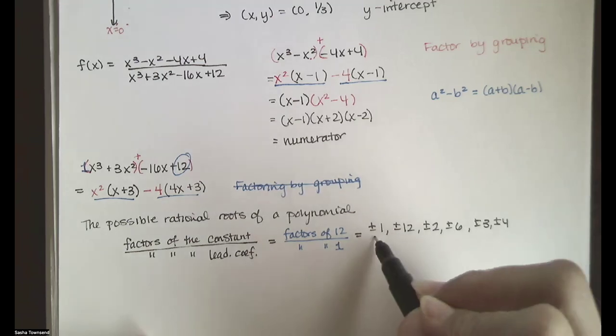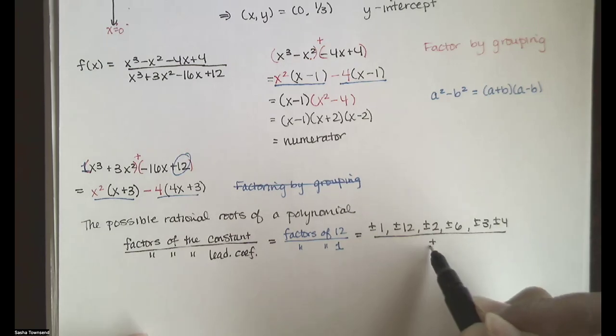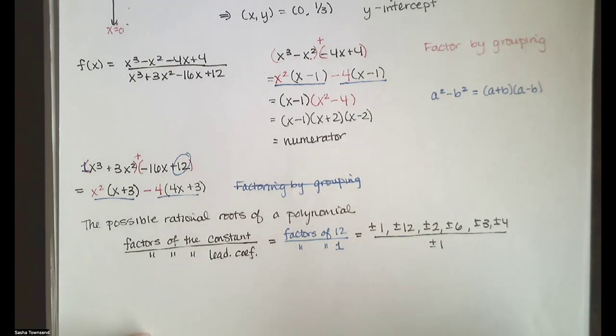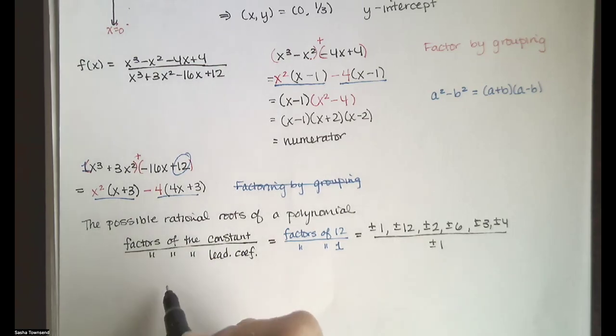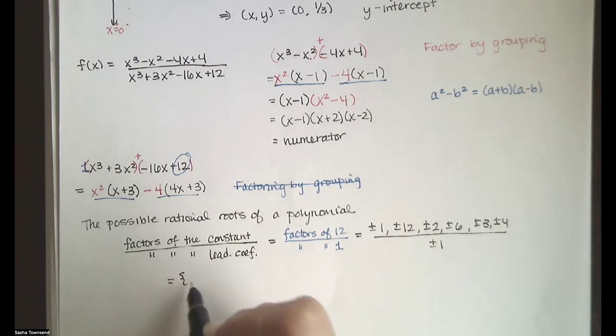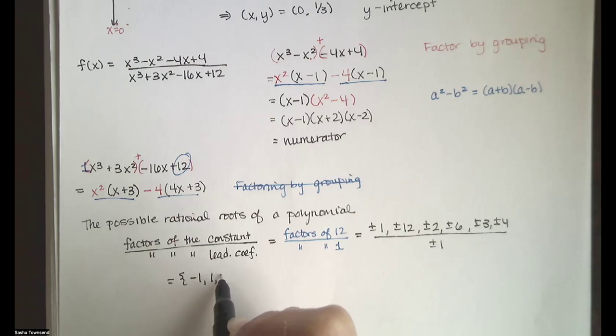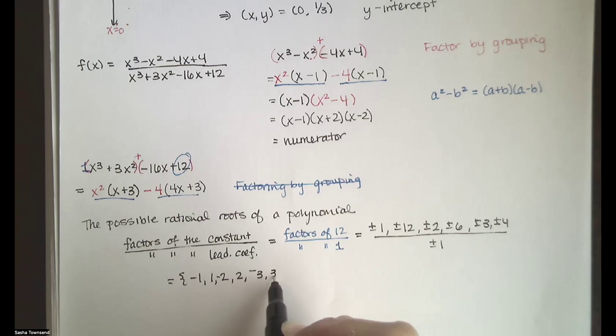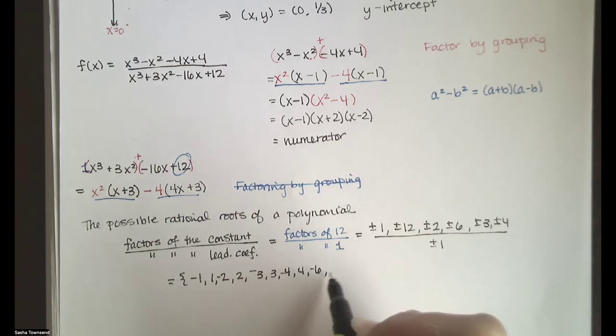And then we take all of those numbers on the list and we divide by the factors of 1, which are just plus and minus 1. Dividing by 1 doesn't change anything. So we actually have a list of 1, 2, 3, 4, 6, 12 possibilities. Negative 1 and 1, negative 2 and 2, negative 3 and 3, and negative 4 and 4. And you just keep going down your list.